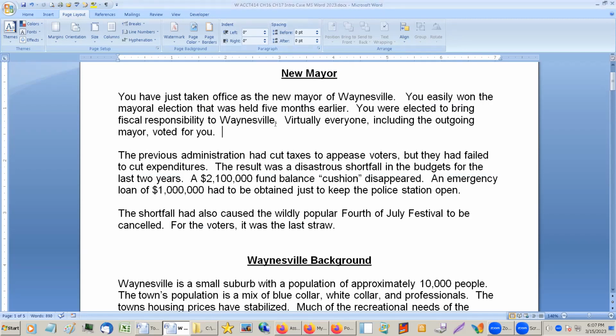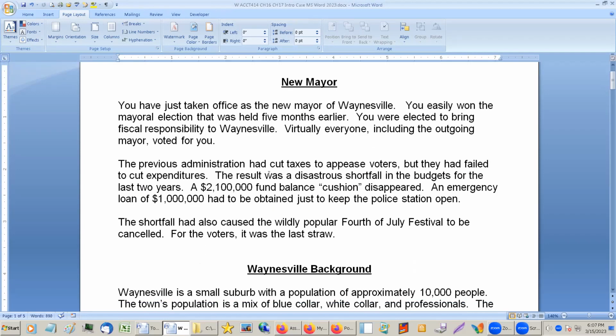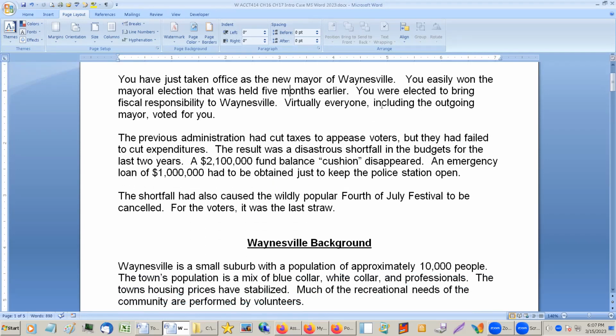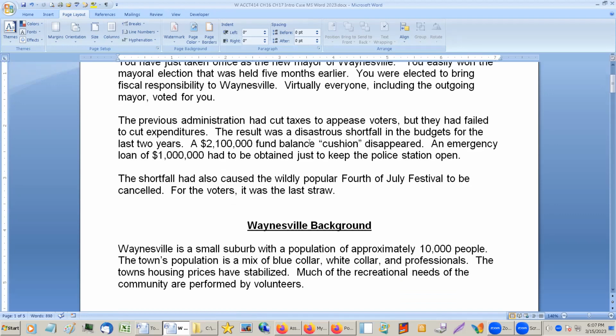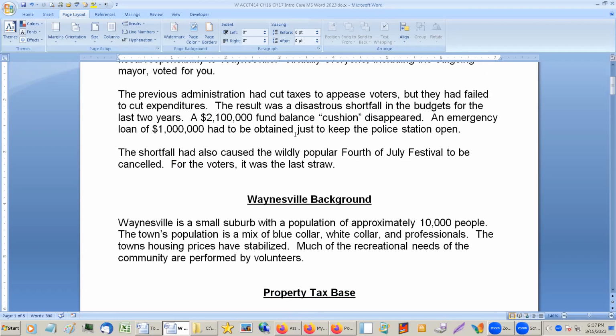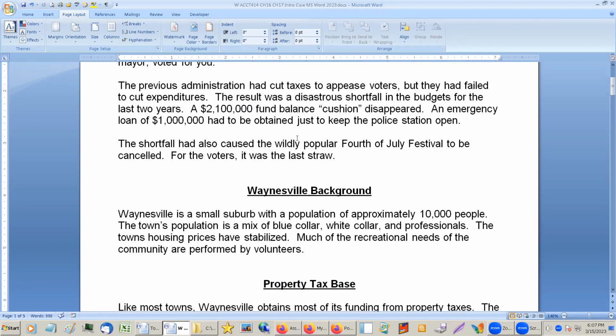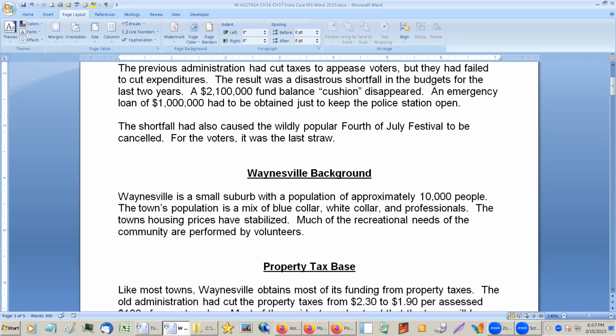All right. So you're elected mayor and you won the election. The previous administration had cut taxes, but they didn't cut expenditures, and they had a big shortfall. A $2.1 million fund balance cushion disappeared. An emergency loan had to be obtained just to keep the police station open. And the wildly popular 4th of July festival had to be canceled for voters. This was the last straw.